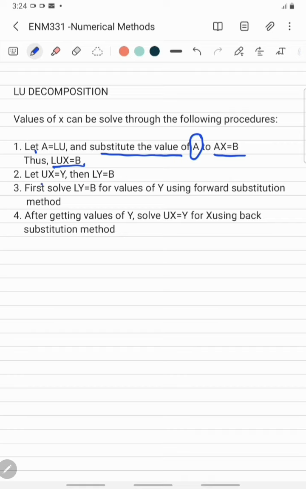Second, we assume that UX is also equal to Y. Then, LY is equal to B. First, we have to solve the value of Y using the forward substitution method, from the equation LY equals B. After getting the values of Y, we will solve the value of X using the back substitution method, from the equation UX equals Y.